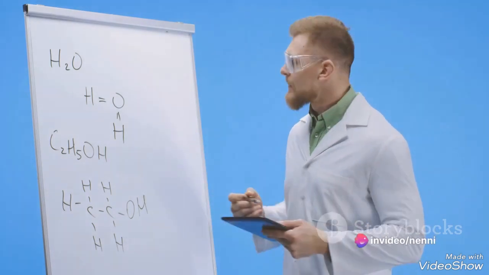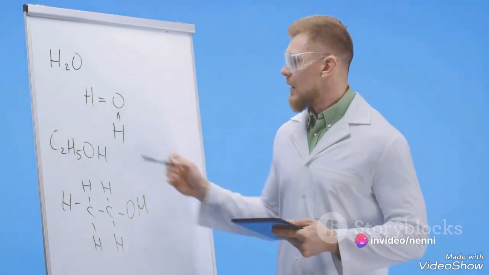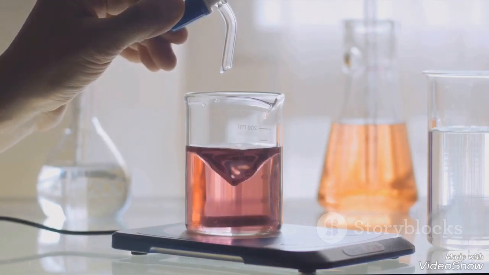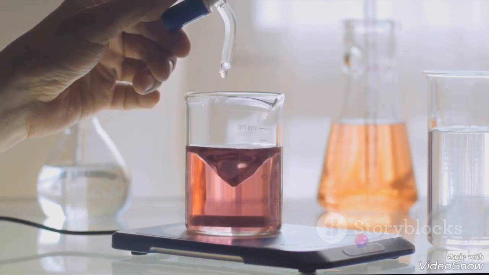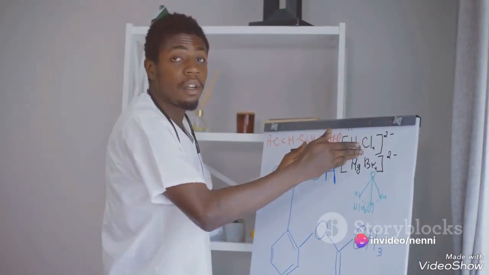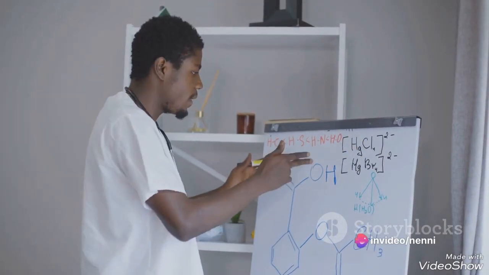To calculate the percentage mass of an element in a compound, use the formula percentage equals n times A over M times 100%. Here, n is the number of atoms of the element, A is the relative atomic mass of the element, and M is the molar mass of the compound.